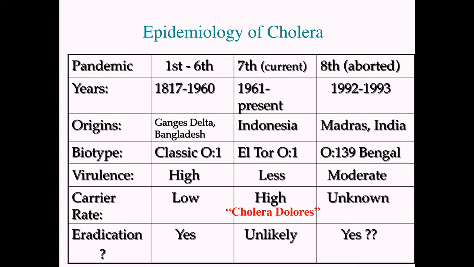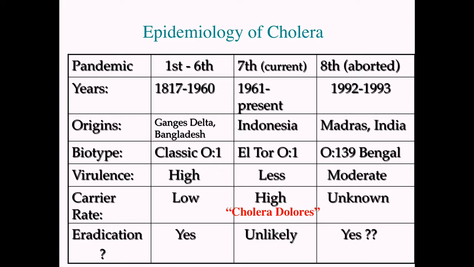Slight variations on the same strain. So they have the same O or lipopolysaccharide antigen called O1, because that was the only one that was out there for a long time, at least causing disease. So this is called the classical or O1. Virulence was very high. 50% mortality was very common. Carrier rates were very low.